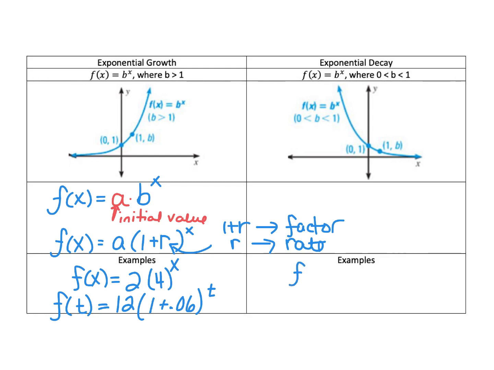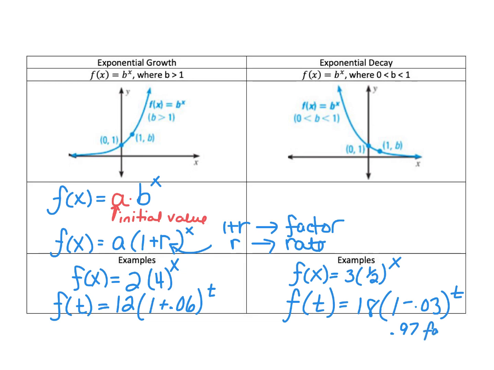So an example of a decay function would be 3 times, now my base would be smaller than 1, but greater than 0. Another one using t for time, f of t is equal to 18 times (1 minus 0.03) raised to the t power. So in this scenario, 0.97 would be my factor, and my rate would be negative 0.03 or negative 3%.